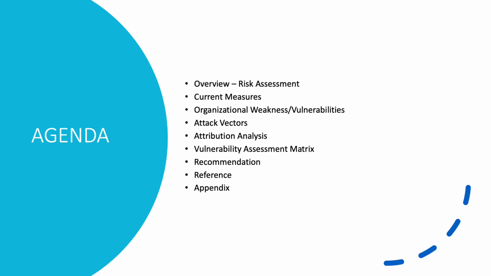Let's look at the agenda for this presentation. We will be identifying the risks and vulnerabilities that led to the attack here at the summit. To begin, we will briefly discuss what our risk assessment is. We will identify the current measures in place by Team New Zealand for authorization, authentication, and access controls. We will also review the organizational weaknesses or vulnerabilities that have been identified for Team New Zealand in the form of people, technology, and policies.